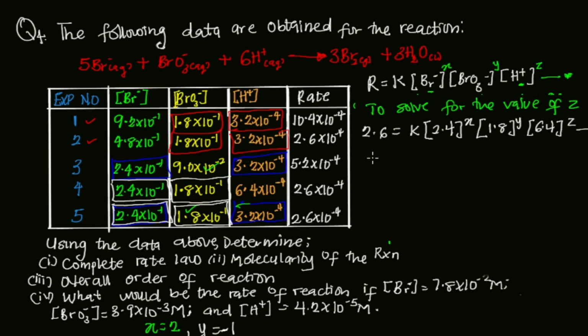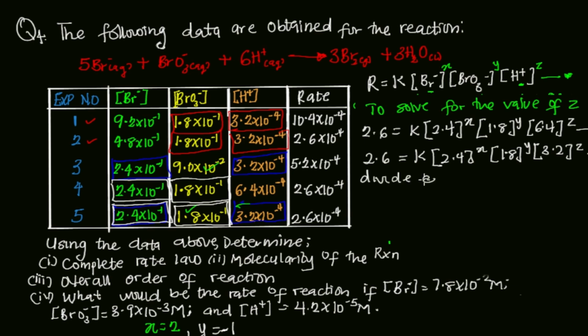Now the second one, which is 2.6, is going to be equal to K multiplied by 2.4 raised to the power of X. So this as well is 1.8 raised to the power of Y. Then here, at the same time, I'm going to have 3.2 raised to the power of Z. So I'm taking this to be equation 2. So what I'm going to be doing here is that I'm going to divide equation 1 by 2.